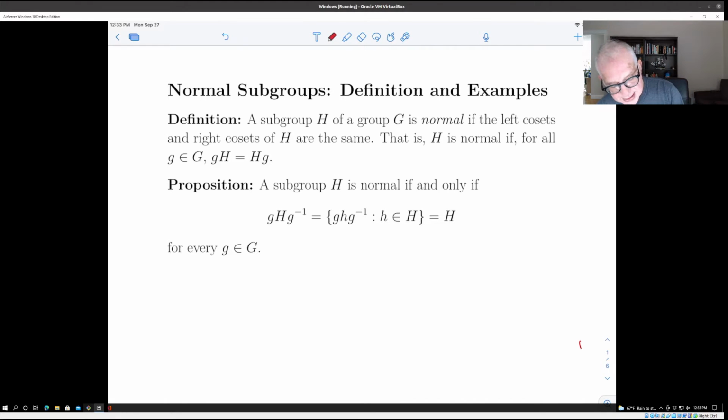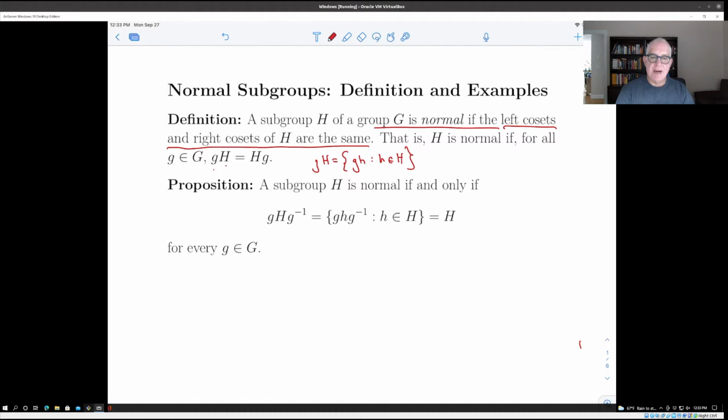A subgroup is called normal if it has the same left cosets and right cosets. That is to say, H is normal if for all g in G, the coset gH is equal to the coset Hg. Let me just remind you that the coset gH is what you get if you take every element in H and multiply it on the left by g.